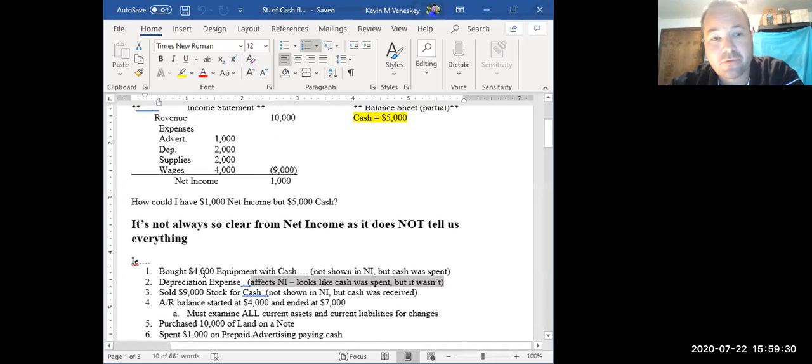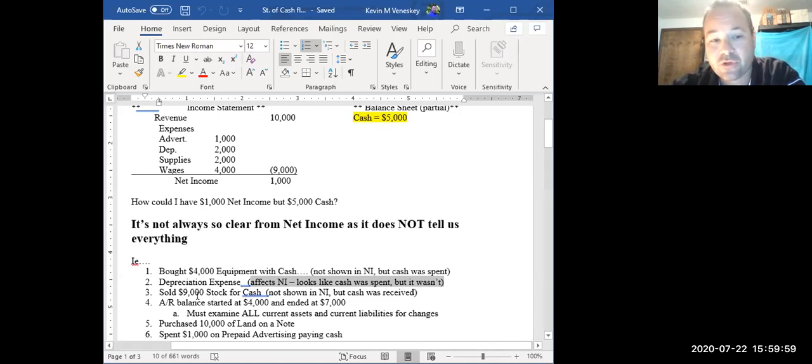I put some other things on here that some of them don't even affect the income statement at all. Like, what if you bought equipment with cash? Well, the equipment goes on the balance sheet. It's not on the income statement anywhere. And the cash is on the balance sheet. So neither of those show up as a payment going out. We wouldn't know that we spent $4,000 in cash unless we look back at other journal entries. But from a statement perspective, the income statement's not going to tell us that.